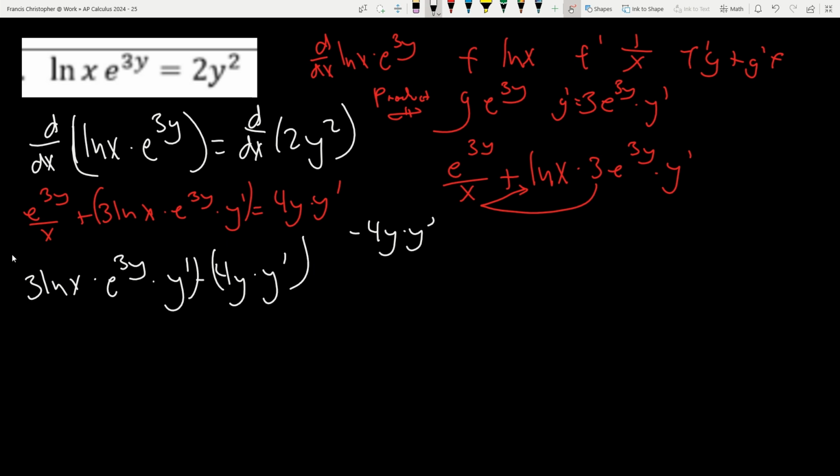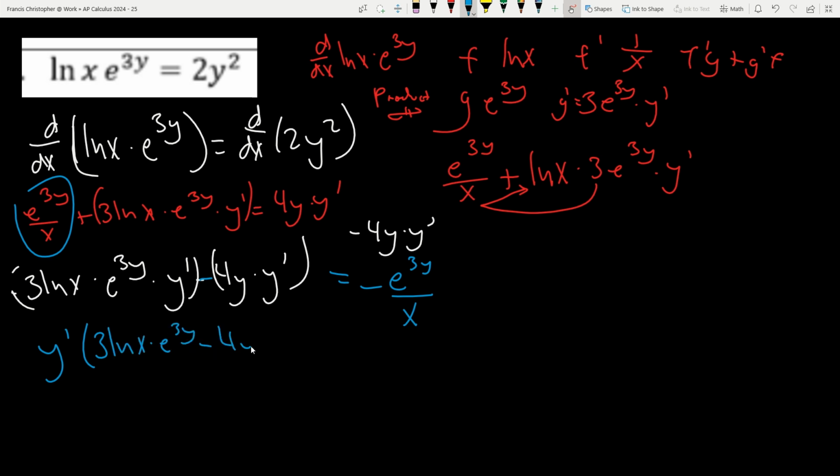So these are two terms. And then on the right side, everything that's not y prime. So I'm going to subtract this term from both sides to get rid of that and move it to here. So negative e to the 3y over x. Now I'm going to factor out the y prime from all of this. Sorry, it's a bit messy. This is a negative sign. Y prime times 3 natural log of x times e to the 3y minus 4y.